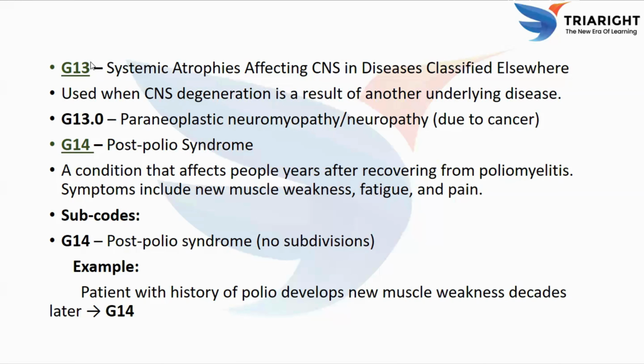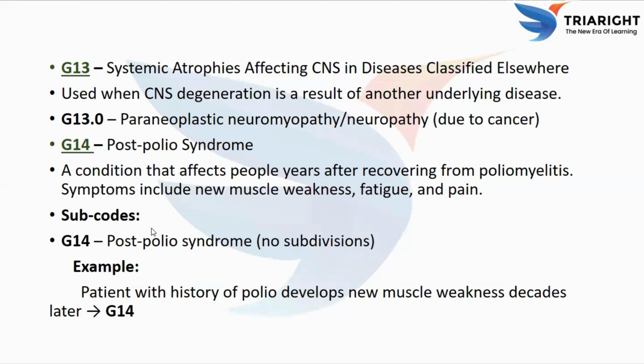And next coming to G14. So what do you mean by G14? Post-polio syndrome. So what do you mean by post? After. So people who had polio many years ago can develop new symptoms later in life. Even decades after recovery, the nerves that survive polio become overworked and weak. So what will be the symptoms of this post-polio syndrome? There may be new muscle weakness, fatigue, muscle and joint pain, difficulty walking.